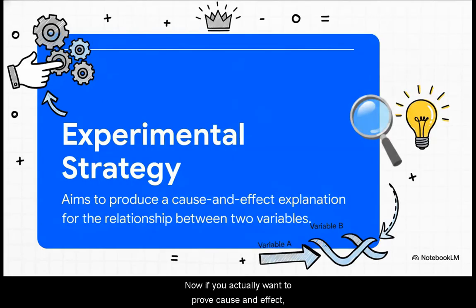Now, if you actually want to prove cause and effect, you've got to bring out the big guns, the experimental strategy. This is the gold standard. Here, researchers don't just sit back and watch. They get in there and actually change something on purpose just to see what happens.